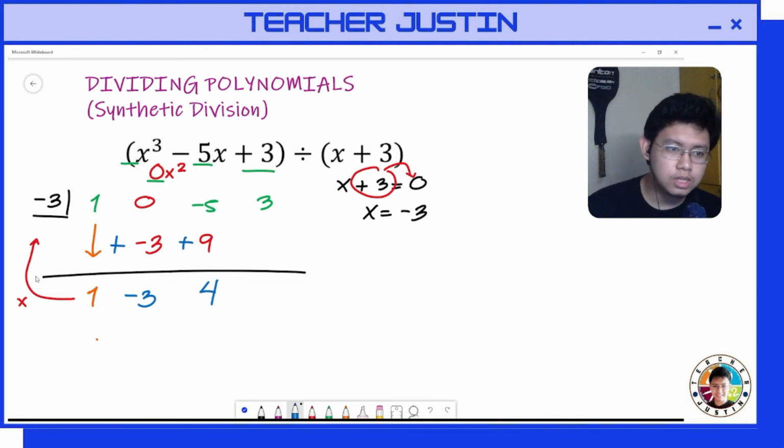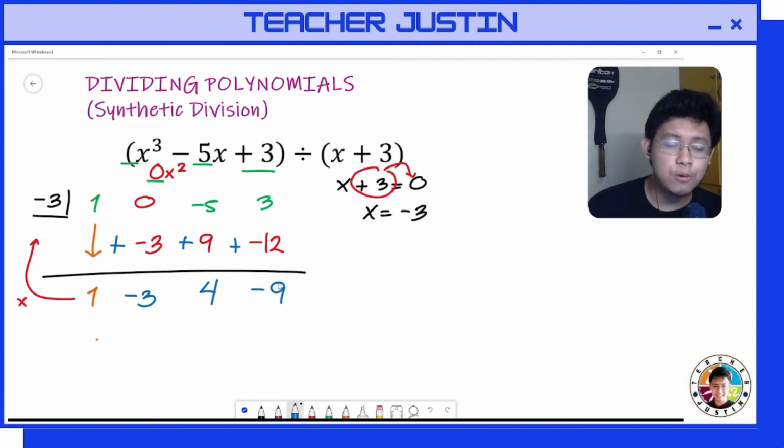4 times negative 3, that will give us negative 12. And let's place it here, negative 12. Then let's add positive 3 and negative 12. So 3 plus negative 12 is negative 9. So we're done with our synthetic division.